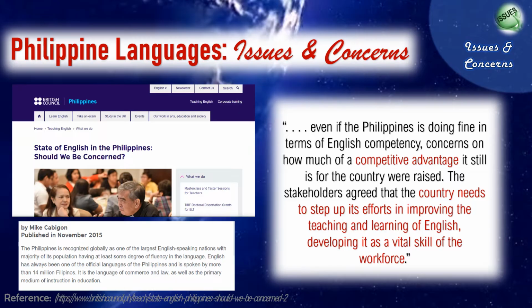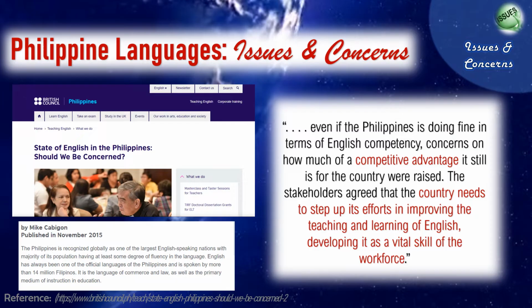This influx of foreign learners of English is also on the rise due to the relatively more affordable but quality English as a second language or ESL programs being offered locally. However, in the recent roundtable discussion organized by the British Council, key stakeholders from the government, academe, private and non-government sectors acknowledged that even if the Philippines is doing fine in terms of English competency, concerns on how much of a competitive advantage it still is for the country were raised.